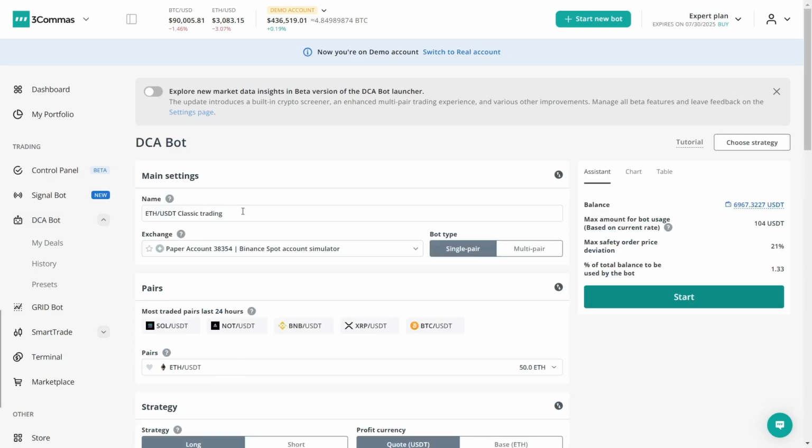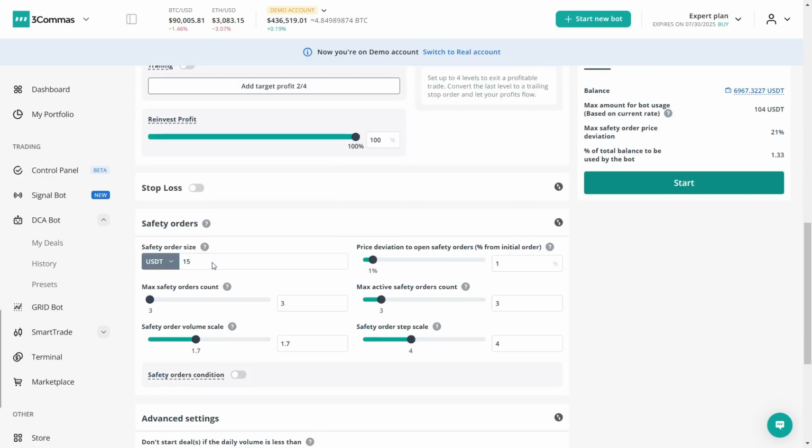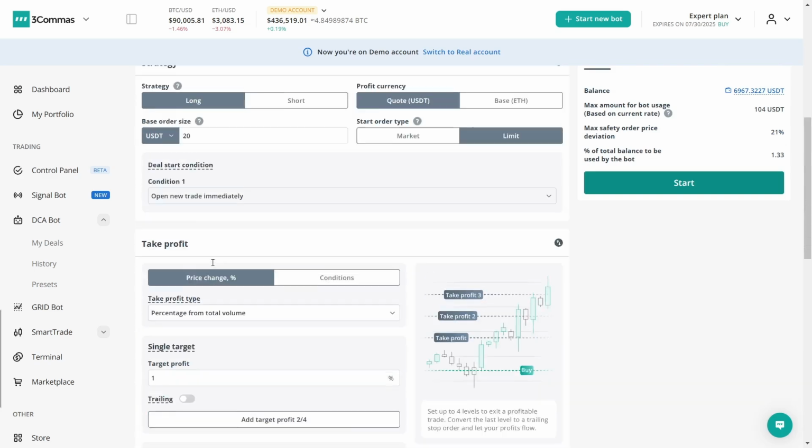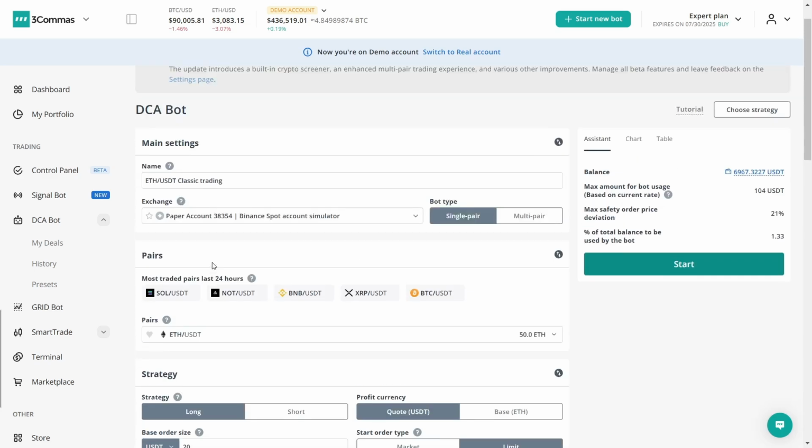Okay, so here I have all the settings that I can use in my bot. Normally you also choose the exchange, but since I'm using the demo account, I only have the paper account, which is Binance Spot account simulator.